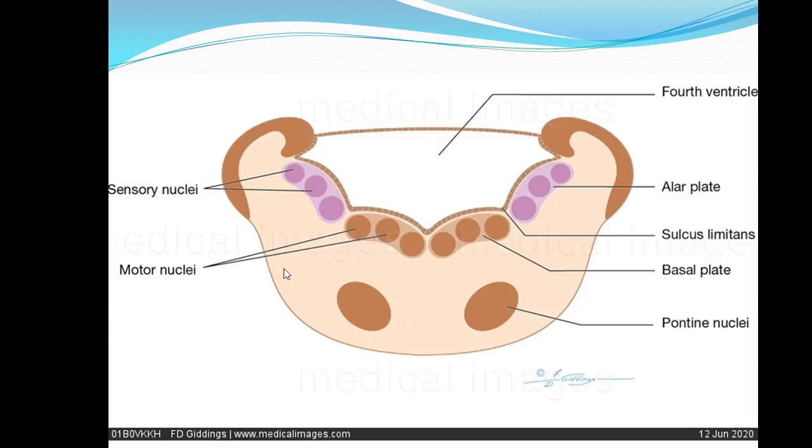Here you can see the alar plate, the basal plate. Alar plate gives rise to the sensory nuclei, while the basal plate gives rise to the motor nuclei. Motor nuclei include the sixth nerve, the seventh nerve, the superior salivatory nucleus.